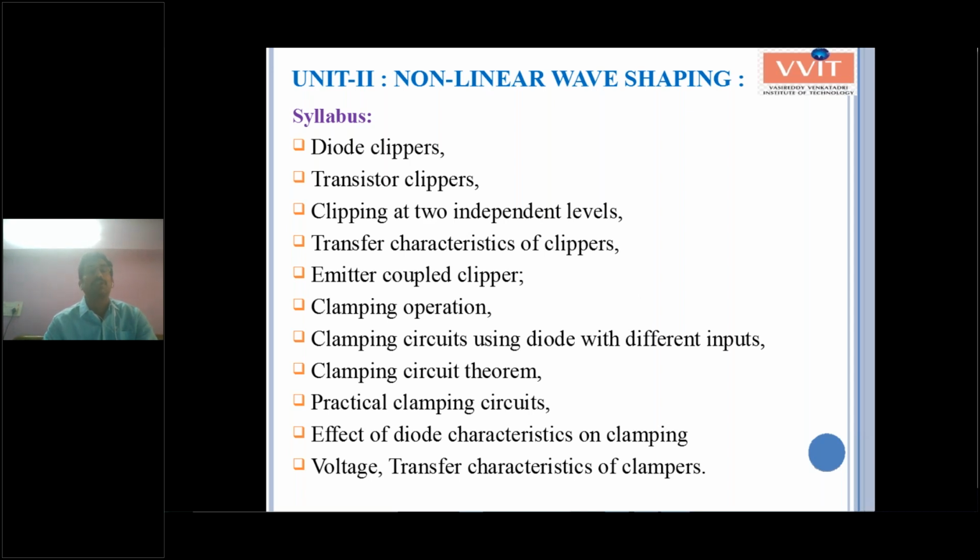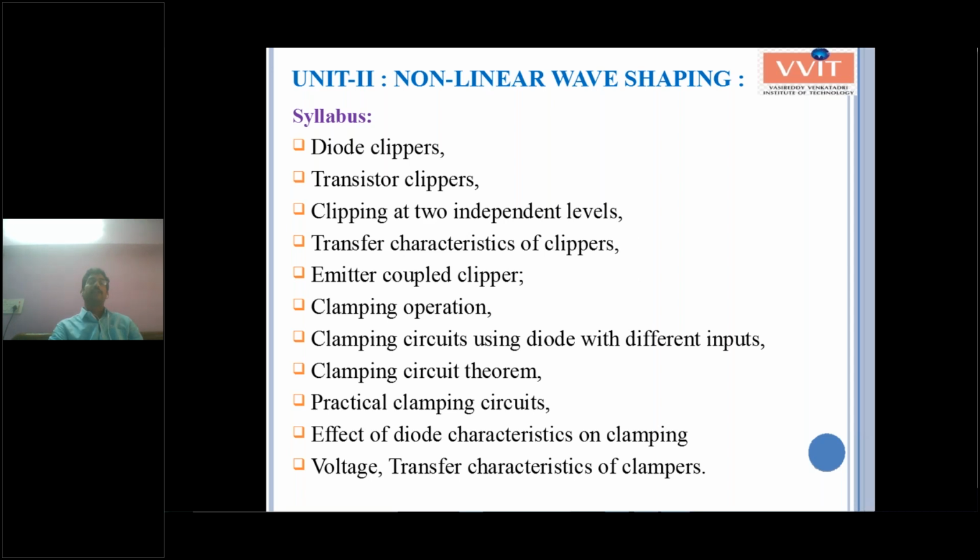According to the JNTU Kakinada syllabus, the second unit is non-linear wave shaping. First will be diode clippers and transistor clippers: how diodes operate as a clipping device using diodes and resistors, and similarly how a transistor operates as a clipping device. Similarly, by using two diodes, how the input sinusoidal waveform is clipped at two levels. Then the transfer characteristics of clipping circuits. Then, using two transistors, how the input sinusoidal waveform is clipped at two levels. These are all the clipping part.